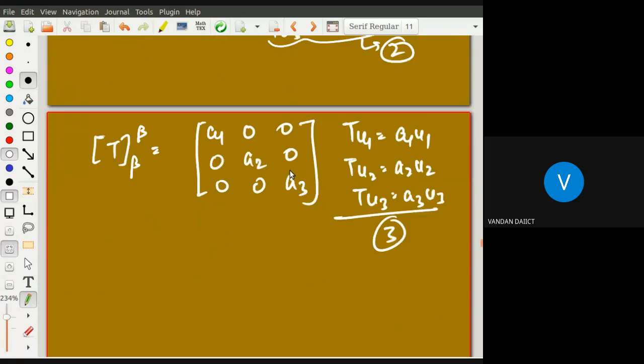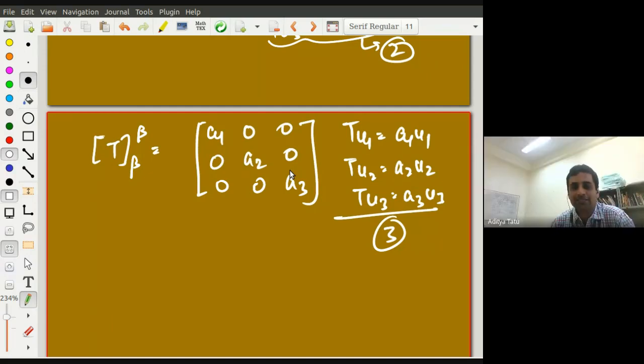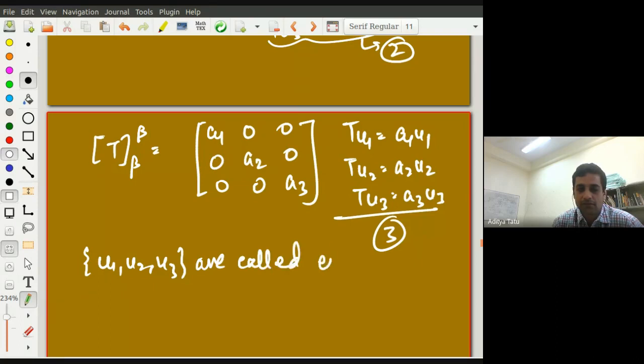So, sir, can we say that U1, U2, U3 are eigenvectors of this matrix T? Yes. So this is the way I would want you to understand eigenvectors, not just as a simple numerical schema with TU1 equal to A1 U1. Why that is important, I hope you realize now. So these U1, U2, U3 are nothing but eigenvectors.